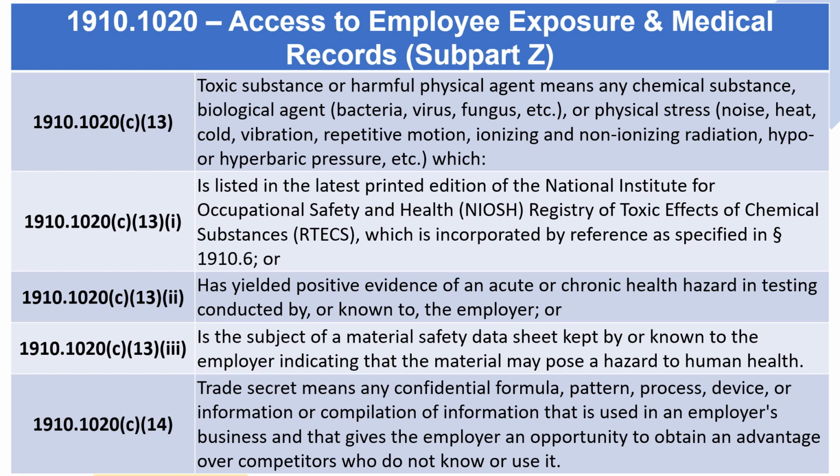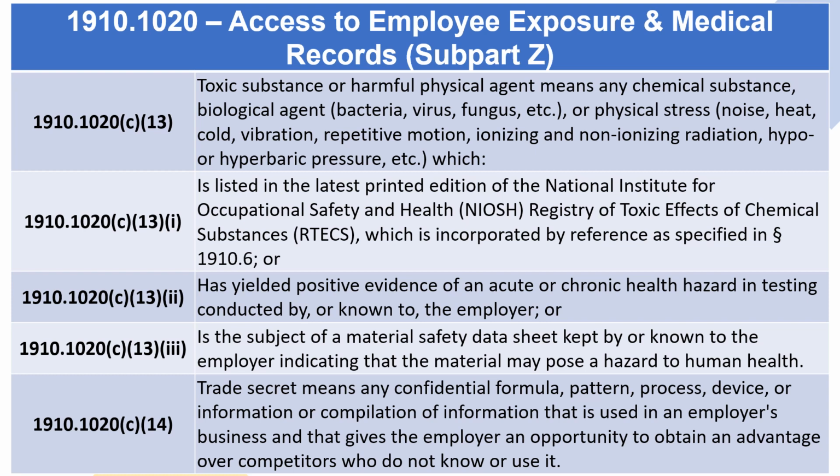1910.1020(c)(13) Toxic substance or harmful physical agent means any chemical substance, biological agent, bacteria, virus, fungus, etc., or physical stress, noise, heat, cold, vibration, repetitive motion, ionizing and non-ionizing radiation, hypo or hyperbaric pressure, etc., which (i) through (iii) is listed in the latest printed edition of the National Institute for Occupational Safety and Health (NIOSH) Registry of Toxic Effects of Chemical Substances, RTECS, which is incorporated by reference as specified in Section 1910.6, or has yielded positive evidence of an acute or chronic health hazard in testing conducted by, or known to, the employer, or is the subject of a material safety data sheet kept by or known to the employer indicating that the material may pose a hazard to human health.